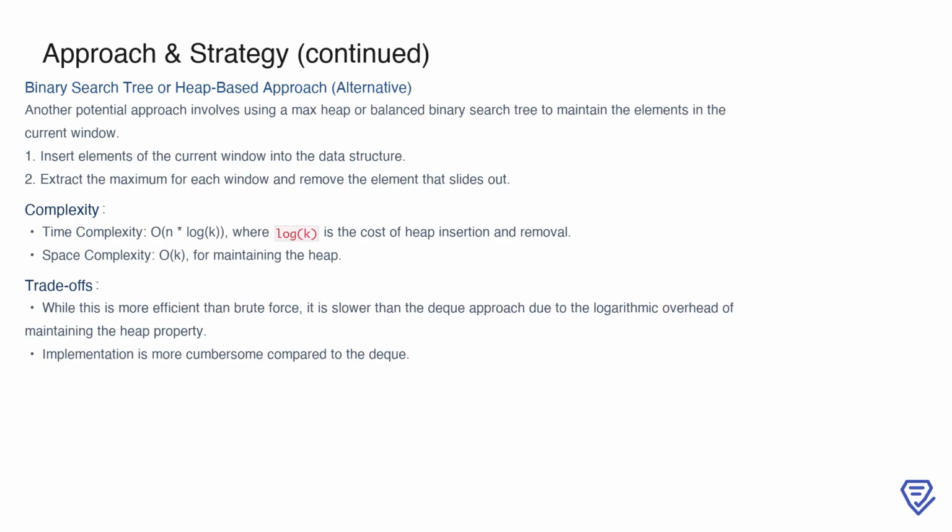The space complexity remains O(k), since the heap or tree only needs to store the elements in the current window. However, the overhead of maintaining the heap or tree structure, combined with the increased implementation complexity, makes this method less appealing compared to the deque-based solution for this particular problem.